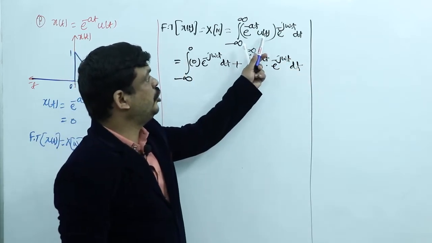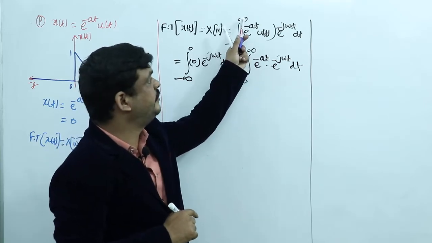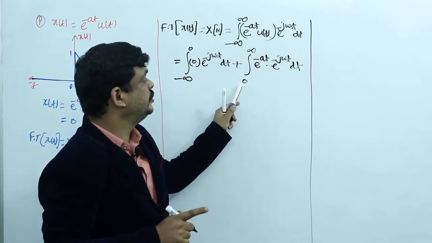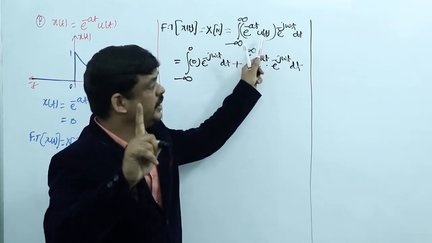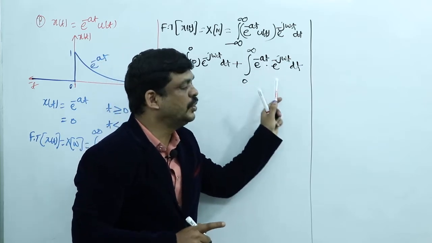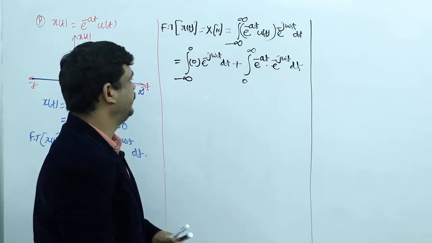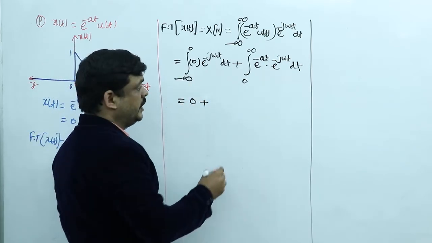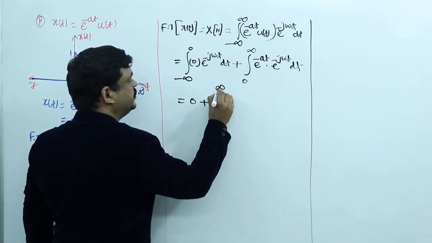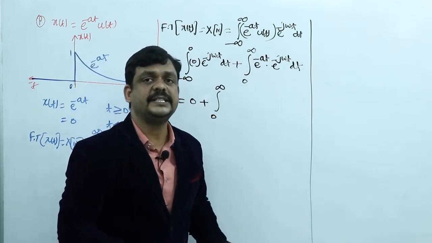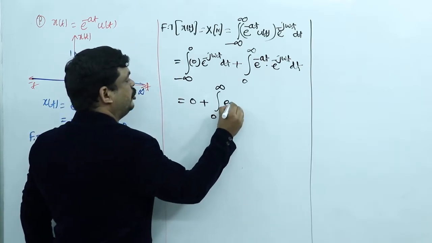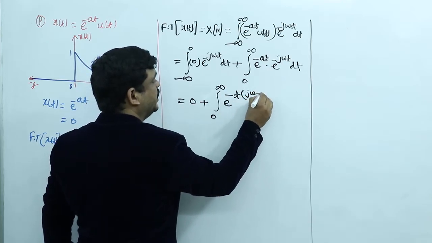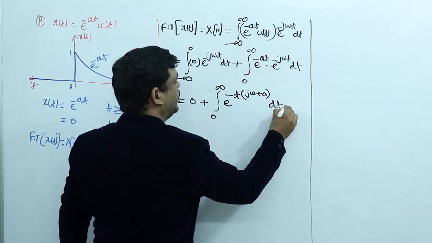If you want to write u of t here, we have to write the time limits from minus infinity to plus infinity. Finally, we have replaced u of t with time limits 0 to infinity. So from 0 to infinity, this function amplitude is 1. That's why directly I have written e power minus at into e to the power of minus j omega t into dt. So 0 multiplied with any function, this complete function becomes 0, plus integration from 0 to infinity. Here bases are equal. If the bases are equal, powers should be added. So e to the power of minus t, I am taking common here. Minus t is common, then the remaining function becomes j omega plus a with respect to t.